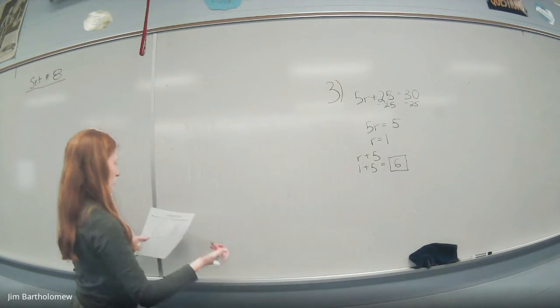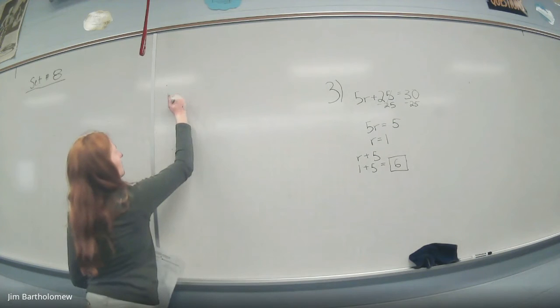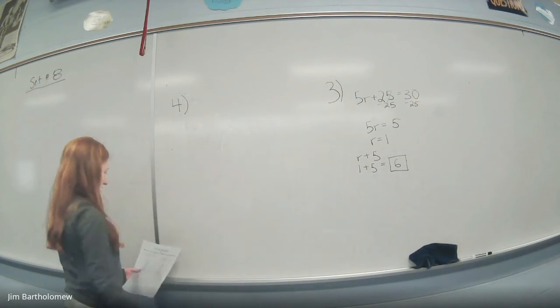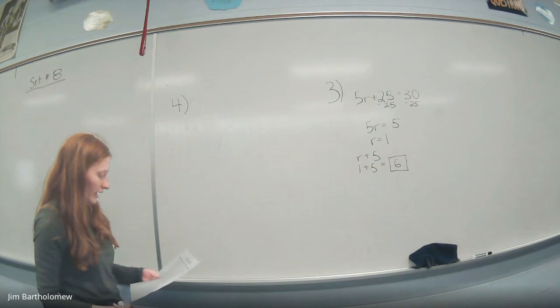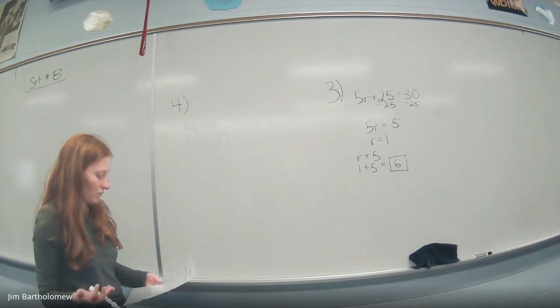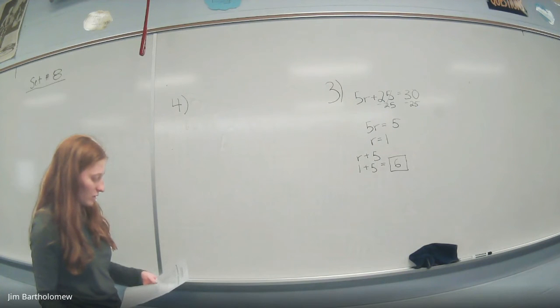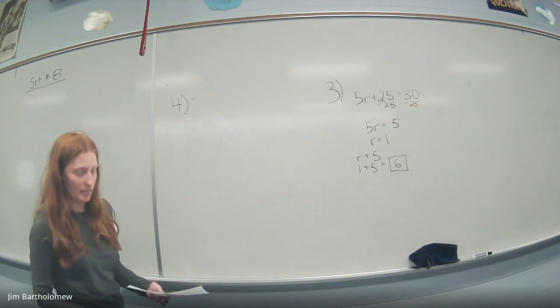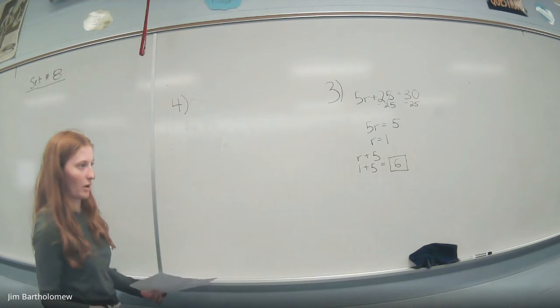All right, and I'll do number 4 over here. So number 4 gives you 2 points, the point 2, 3, and 3, 0. And it gives you a third point, and the point is 0, b, and it wants you to find the value of b. So the way that we decided to do this was go through and make an equation to get the y-intercept, because the y-intercept will be the point 0, b.